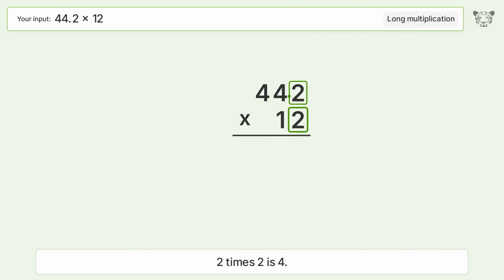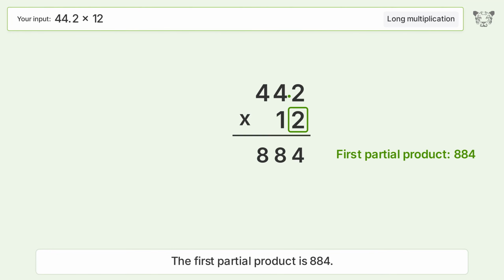2 times 2 is 4. 2 times 4 is 8. 2 times 4 is 8. The first partial product is 884.